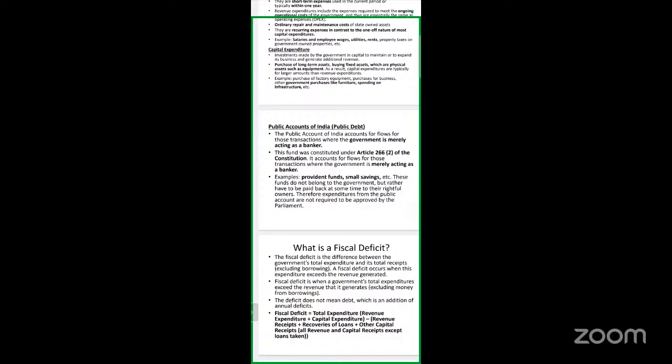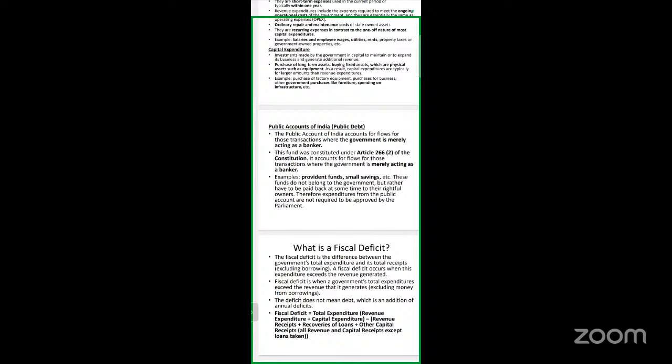Fine, then the next one is public account. It is the third point. What is public account or public debt? Public account or public debt is where the government is merely acting as a bank, taking a flow of transactions from the public to the government. According to Article 266, sub-section 2 of the Constitution of India, it accounts for the flow of those transactions where the government is merely acting as a bank.